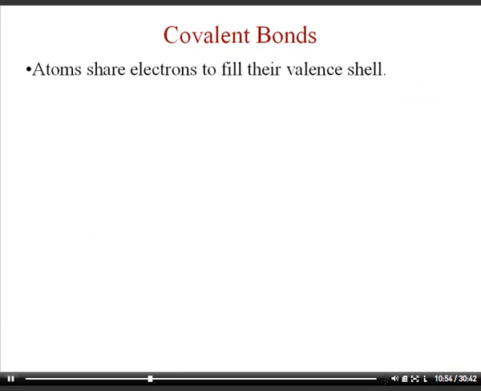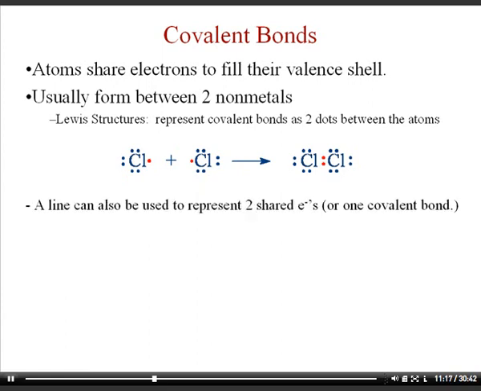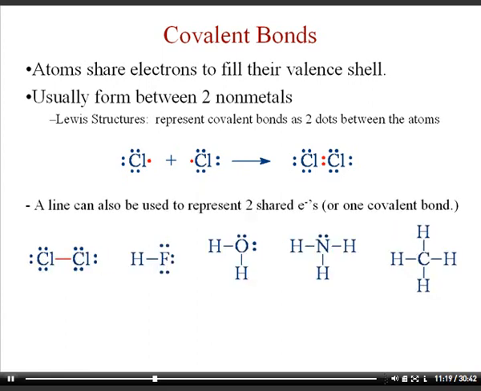Now we talk about covalent bonds rather quickly. An atom is going to share an electron to fill its valence shell, and it usually forms between 2 nonmetals, so that's 2 elements on the right side of that zigzag line. And a Lewis dot structure is going to represent a covalent bond with 2 dots in between the atoms, or sometimes the dots are replaced with lines. So here's a picture of chlorine atoms bonding to each other, and they're sharing those 2 electrons in between. And I have another picture here of the 2 dots being represented as a line. So if you see a line, that represents 2 electrons, or you can just draw the 2 dots.